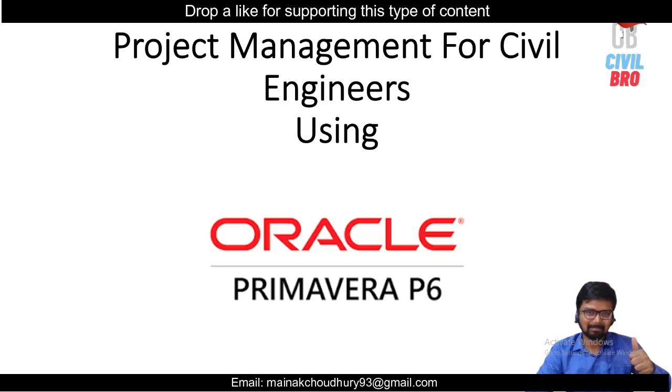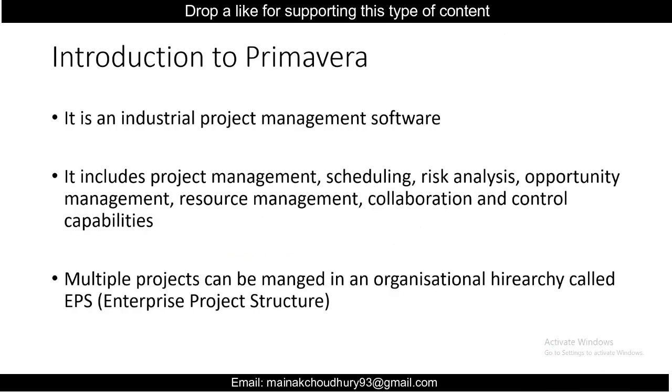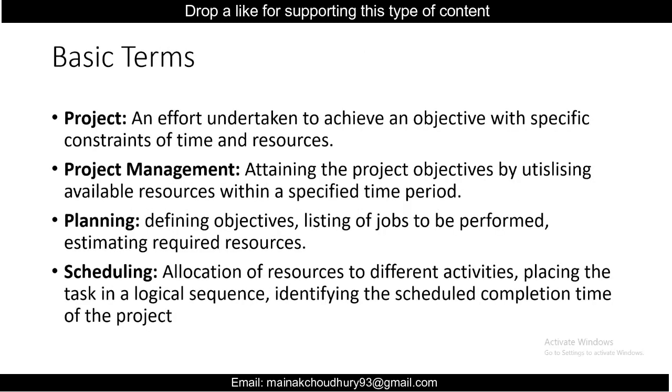So let's discuss the basic things which are required for doing a project in Primavera. First of all, what is it? It is basically an industrial project management software, and it includes the things which are required in project management software, like project management, scheduling, risk analysis, opportunity management, etc. And multiple projects can be created using this software in the EPS structure, which is the enterprise project structure. We'll know more about EPS later in these slides.